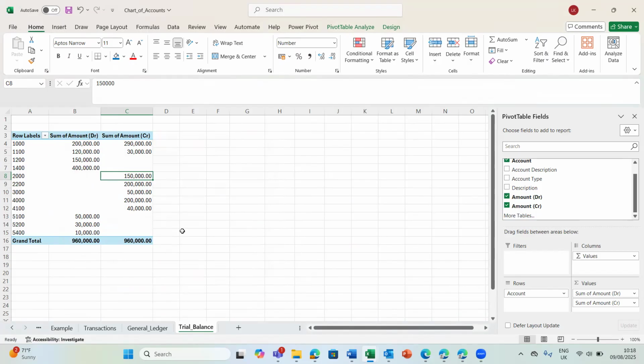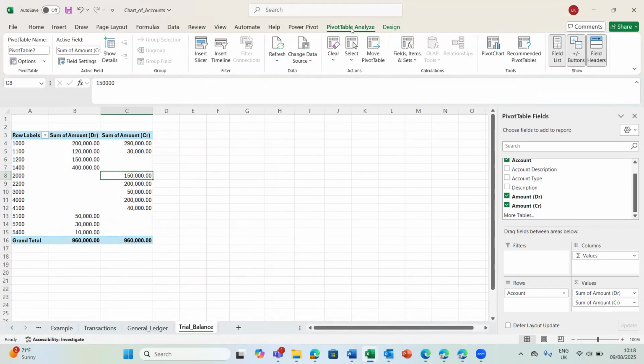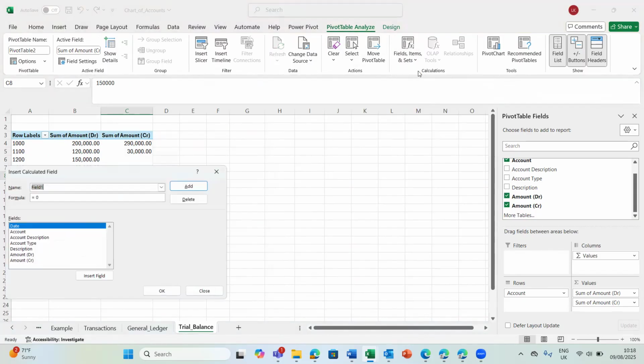Okay, then I add another column. So what I'll do is I'll go to pivot table analyze, then calculated field. Then what will I do? So that one will be balance. That one will give me my balance. So what is the formula? It is the debit minus the credit. So it will be debit amount minus credit amount.